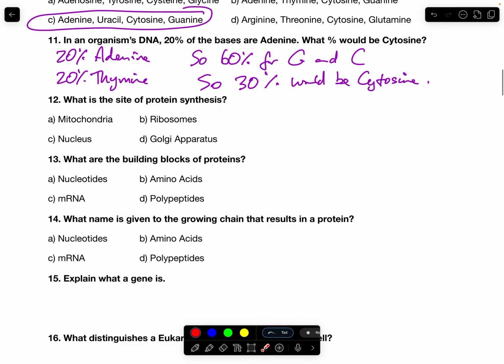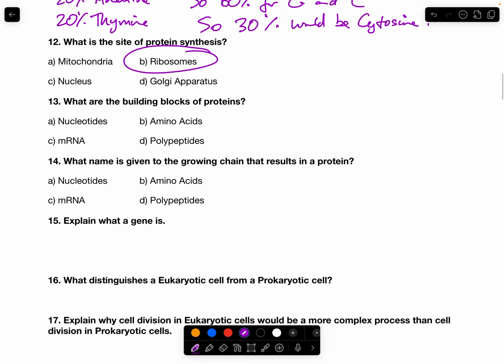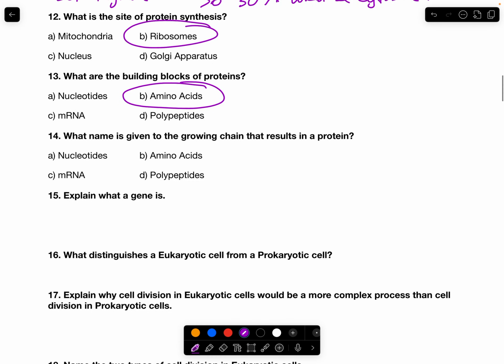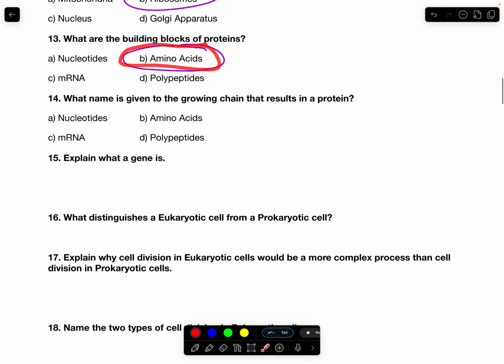What is the site of protein synthesis? Ribosomes. What are the building blocks of proteins? Proteins aren't made of nucleotides anymore. They're made up of amino acids. Polypeptides is kind of okay, but a polypeptide is a protein. This question is asking you what are the building blocks of proteins, so the individual things that make up proteins are amino acids.